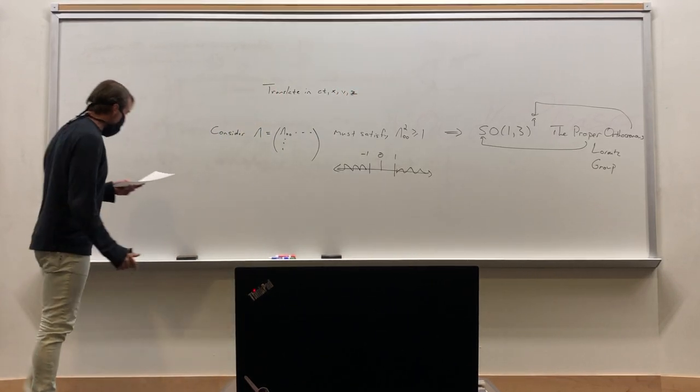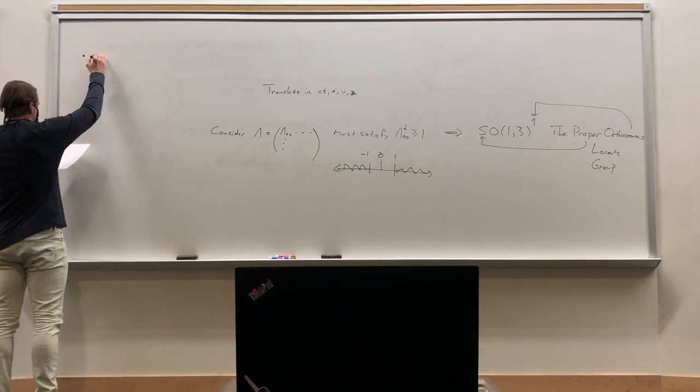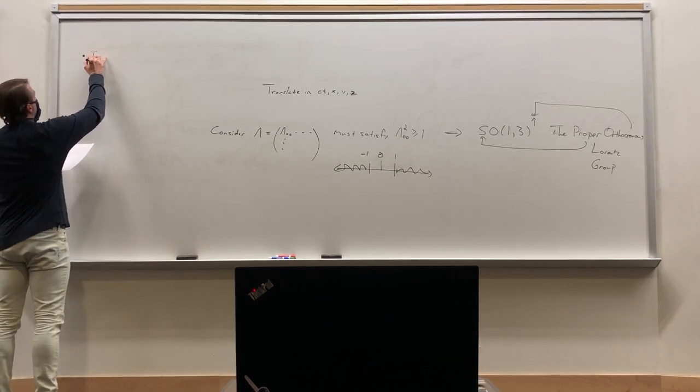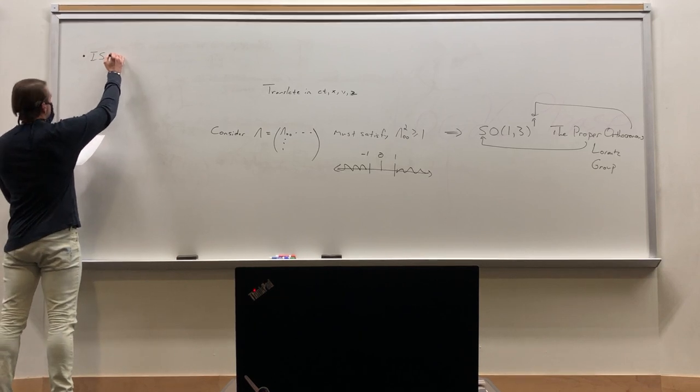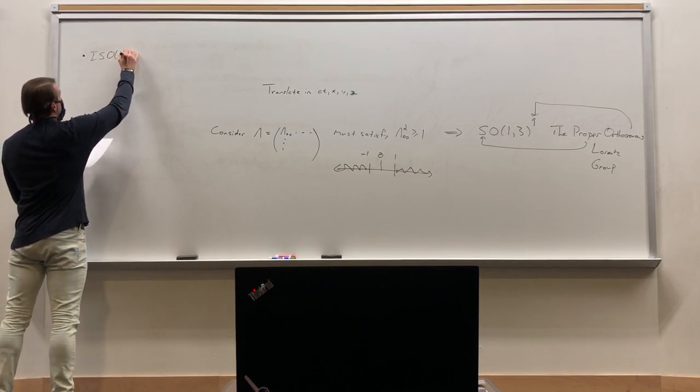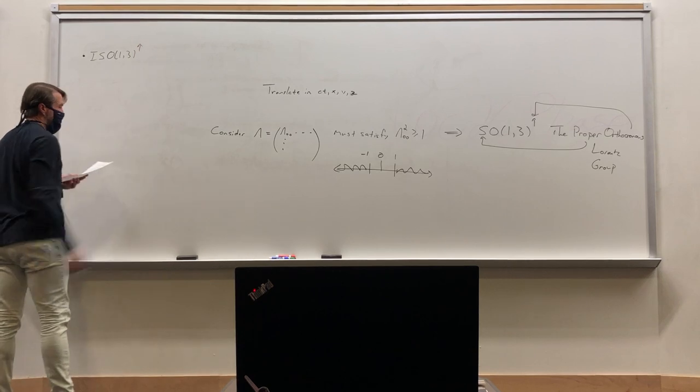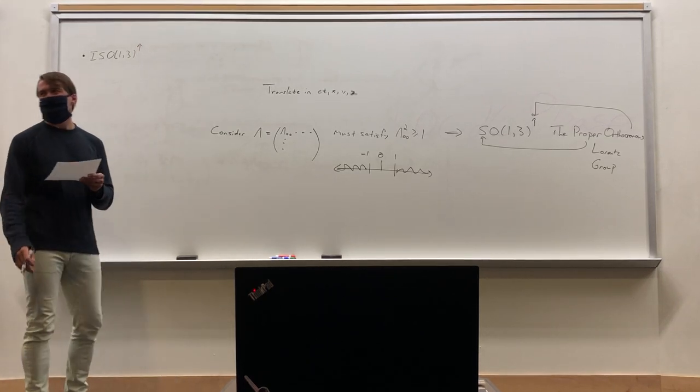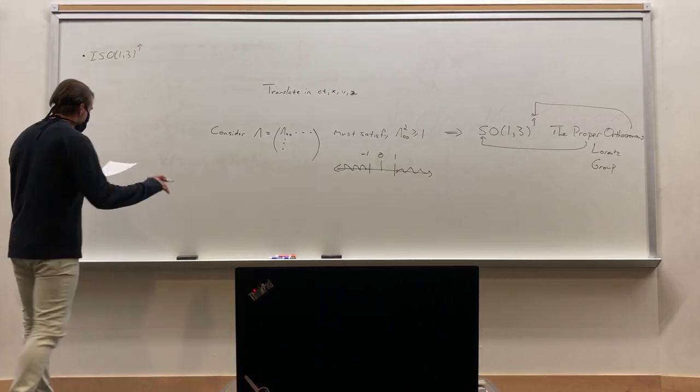Okay? So, altogether, the symmetry group of special relativity is called ISO(1,3) up! Trying to make sure nobody's asleep. Thank you. Thank you. Well.